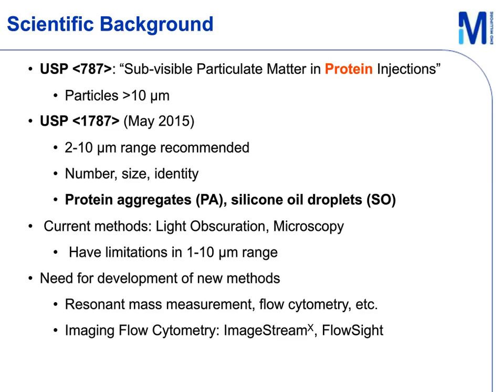Because of this emerging need to characterize particles in the sub 10 micron size range and the limitations of some current methods, there's been a recent emphasis on the development of new techniques which can be used to characterize particles in the size range. For example, resonant mass measurement has proven very useful based on its ability to measure and discriminate protein aggregates and silicone oil droplets in the sub 5 micron size range. And several other techniques, including flow cytometry, have also been recently proposed.